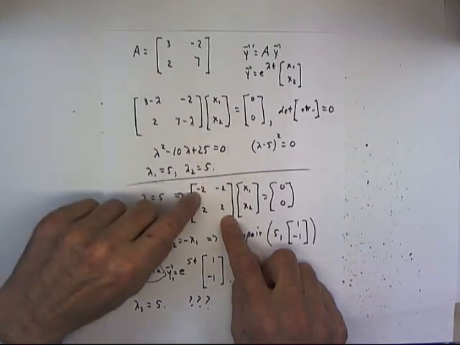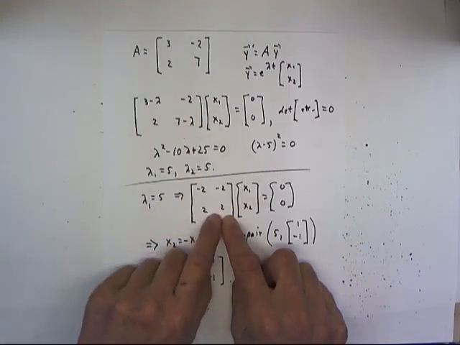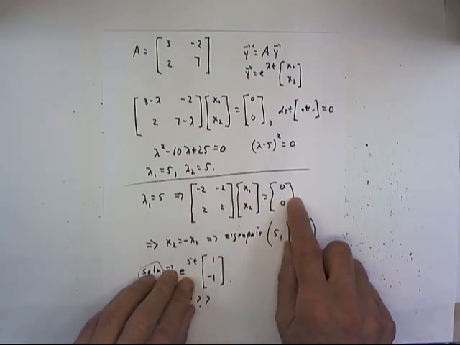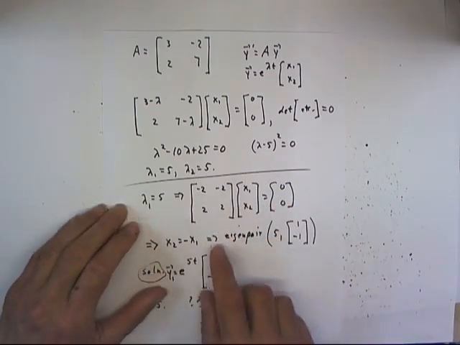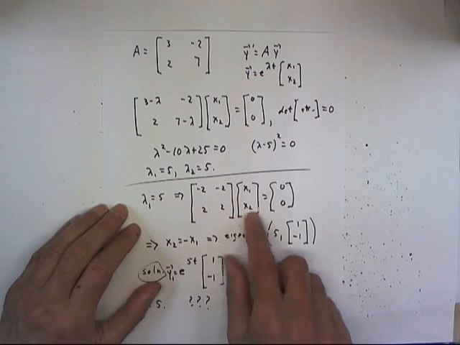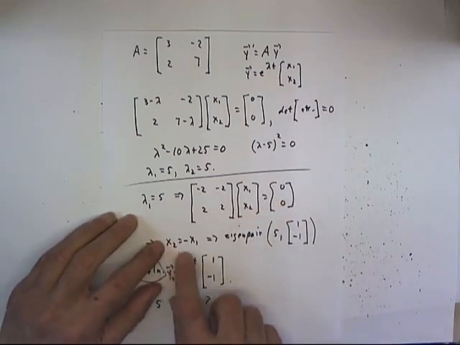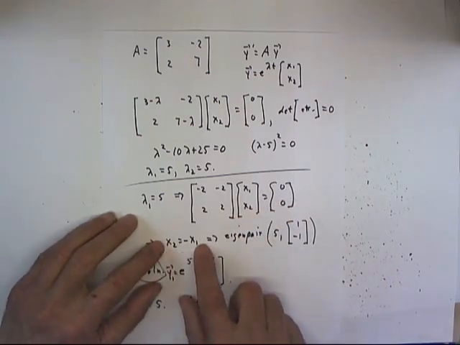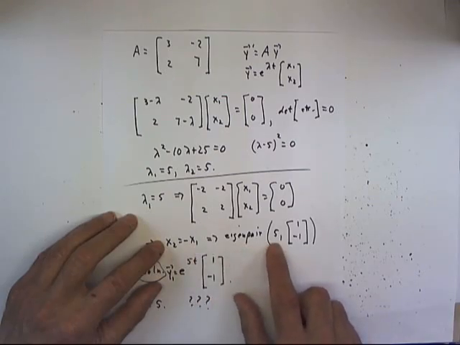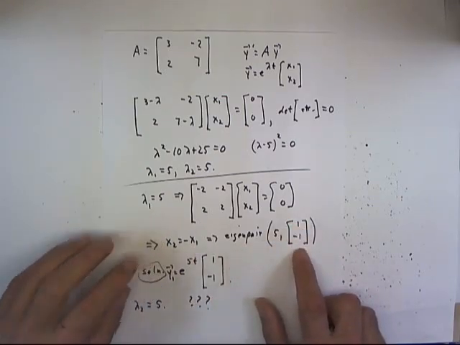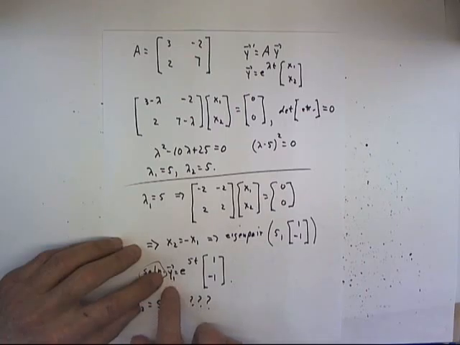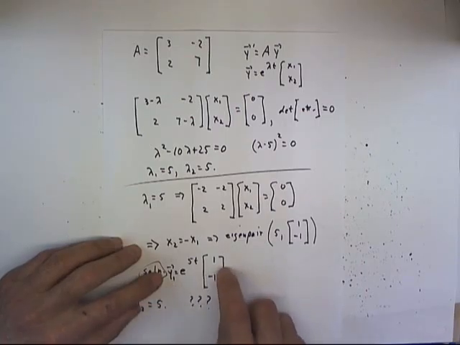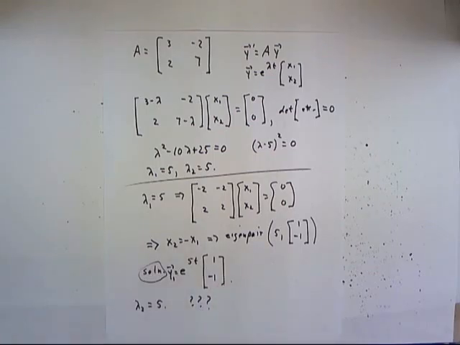3 minus 5 is -2, 7 minus 5 is 2, gives us this equation, which gives us two equations, each giving us the same result, that x2 has to equal -x1, resulting in the eigenpair 5, 1, -1. And the solution y1 equals e to the 5t times the column vector 1, -1.